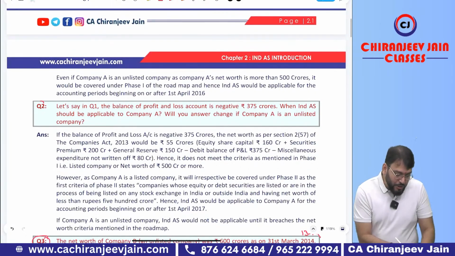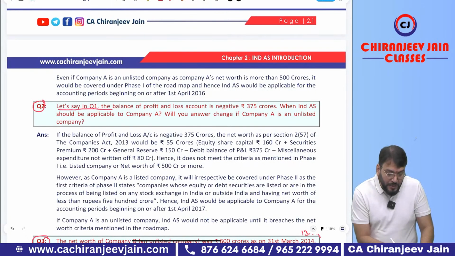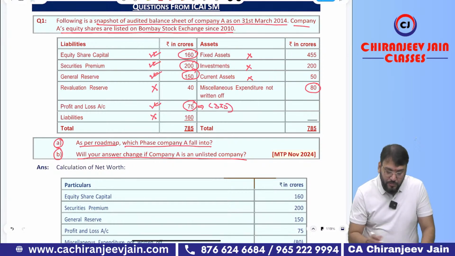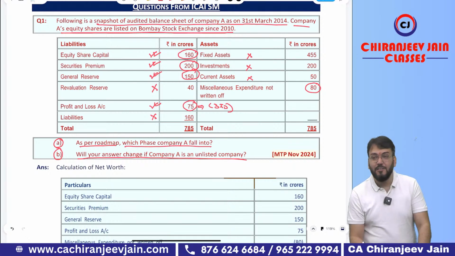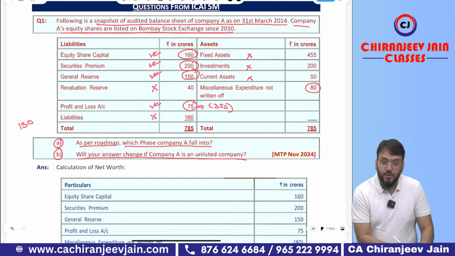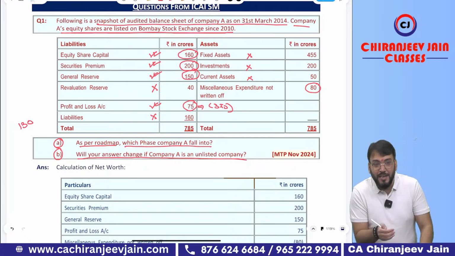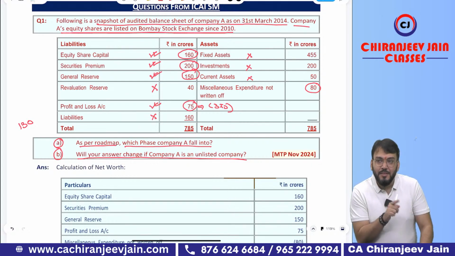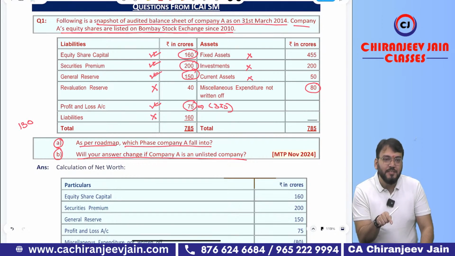Question number 2. Let's say in question number 1, the balance of the PL account is negative 375 crore. Now, what they are saying, this 75 is actually negative 375. So what is the net worth? Check it. Now what is the net worth? 130. Now is it 130 positive or negative? Positive. So if it is a listed company, in which phase? Phase 2.